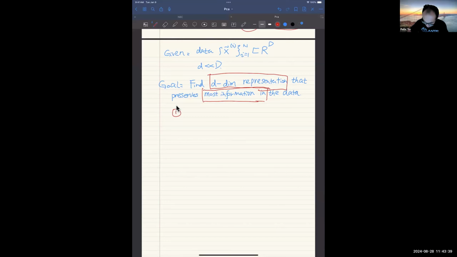I want to parameterize everything for this subspace V. So I'm going to call this subspace a d-dimensional subspace V in R big D. I'm going to parameterize that with an orthonormal basis. So this orthonormal basis will be W1, W2 to WD.